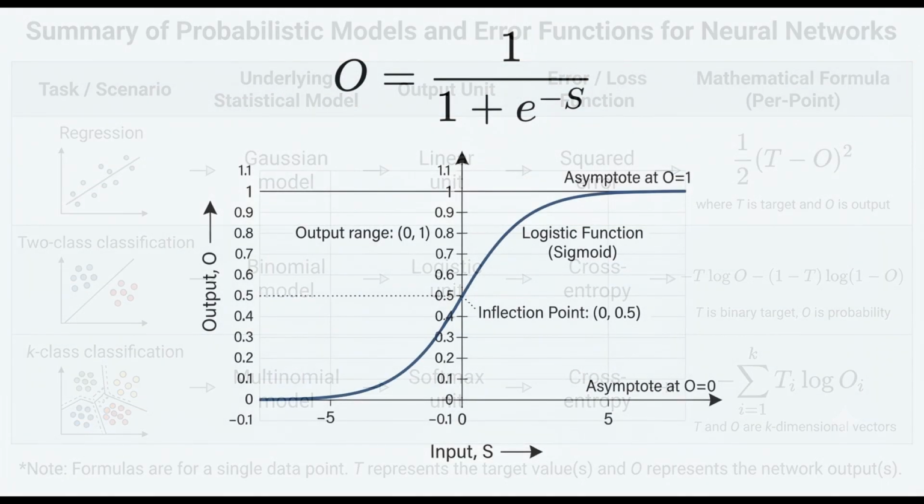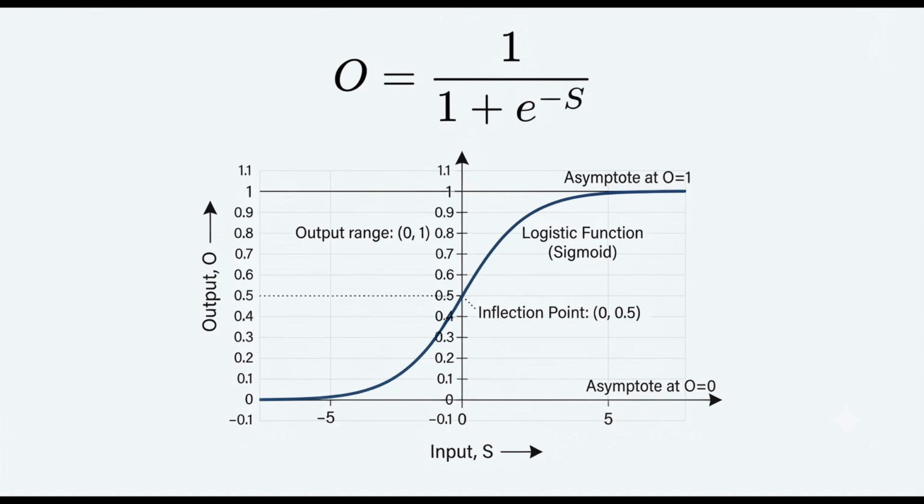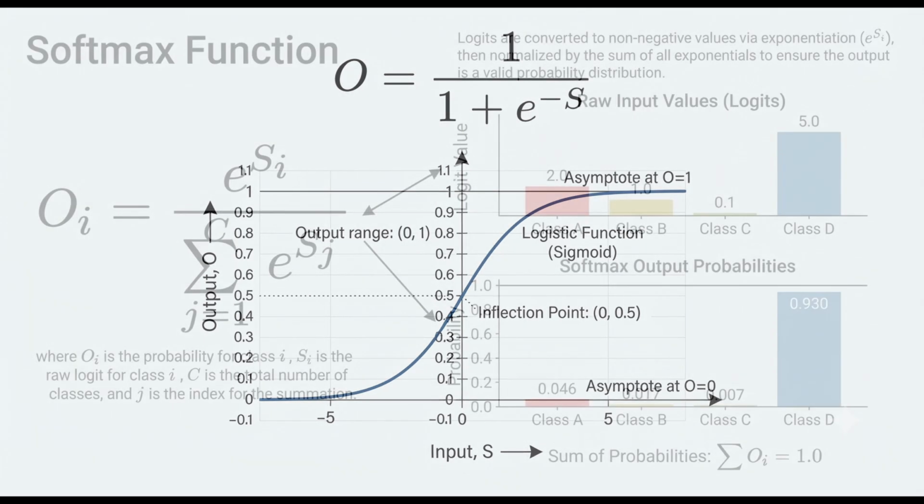In binary classification, the target is either 0 or 1. Does this image show a cat or not? A binomial model fits here. The resulting error function is the so-called cross-entropy, which is closely related to the Kullback-Leibler divergence, a measure of how different two probability distributions are. And because the output is interpreted as a probability here, it has to lie between 0 and 1, which is why we use the logistic function, also known as the sigmoid, as the activation.